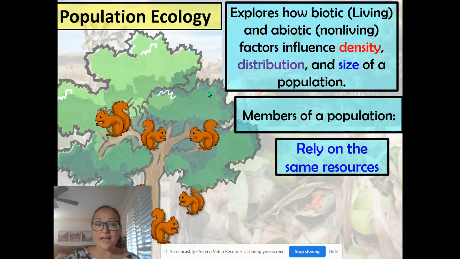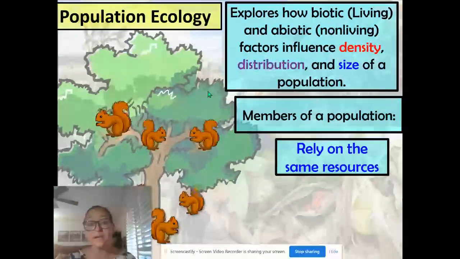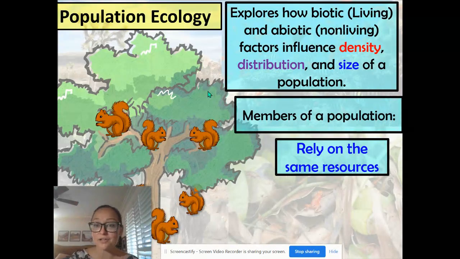It's important to understand that members of a population are all going to rely on the same resources. So the squirrels in this tree are all relying on the same tree to provide acorns or food to get them through wintertime. They're going to rely on the same environment for shelter or escape from predators, and the same water sources. So there's going to be lots of competition between the members of this population.